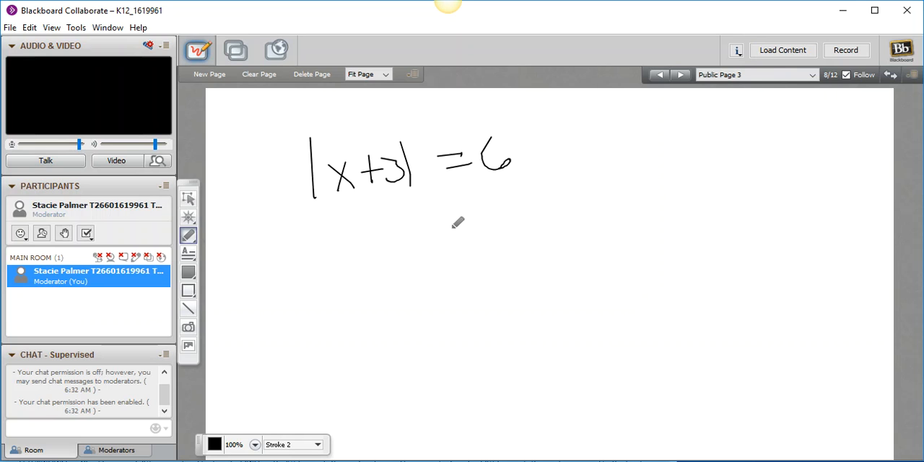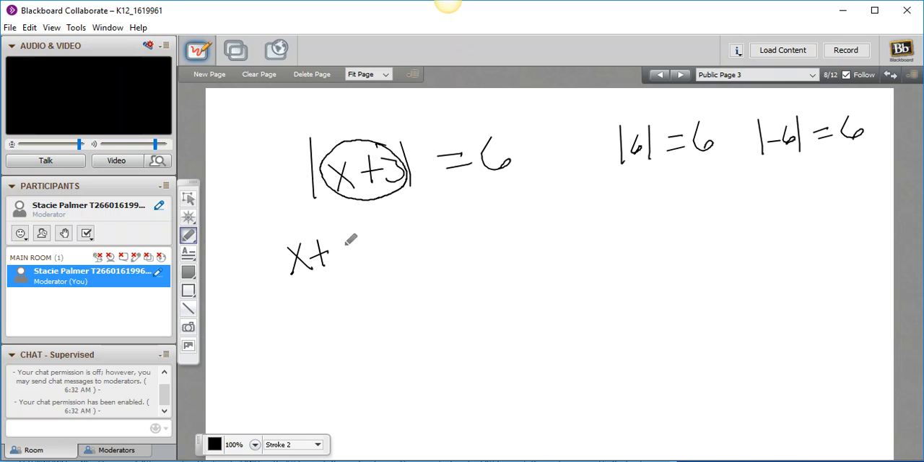Okay, so we're trying to figure out what value of x is going to make this true. Now if this x plus 3 were a 6, we know that the absolute value of 6 is 6. Or if this x plus 3 is a negative 6, we know the absolute value of negative 6 is also 6. So what we have to do to solve this equation is figure out what value of x is going to make x plus 3 equal to 6, and what value of x is going to make x plus 3 equal to negative 6.